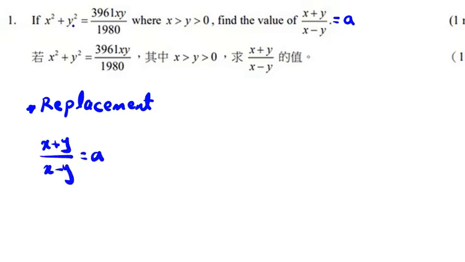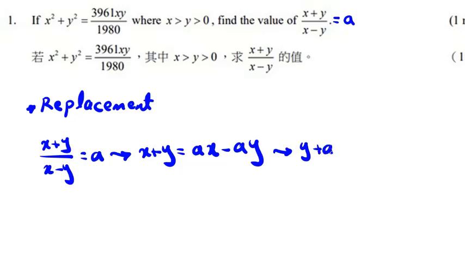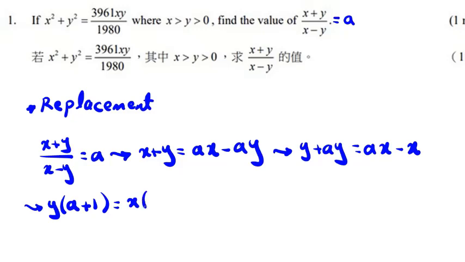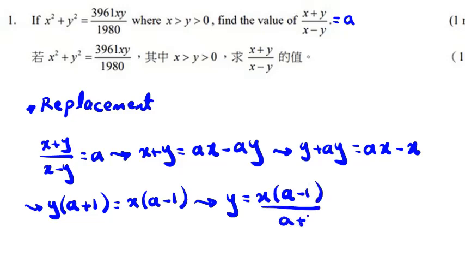Now here I want to find y in terms of x and a. So we cross multiply: ax minus ay. If we take negative ay to the left-hand side, it will be y plus ay, and x to the right-hand side, it will be ax minus x. So we can conclude y times (a plus 1) equals x times (a minus 1). So y equals x times (a minus 1) over (a plus 1).